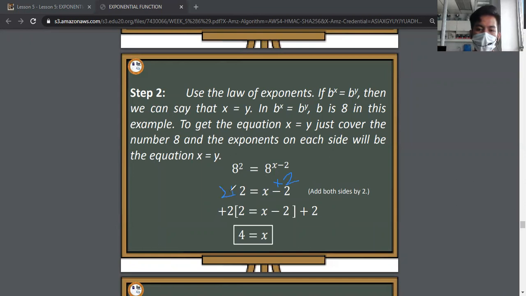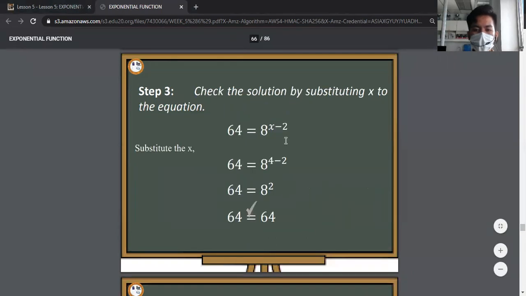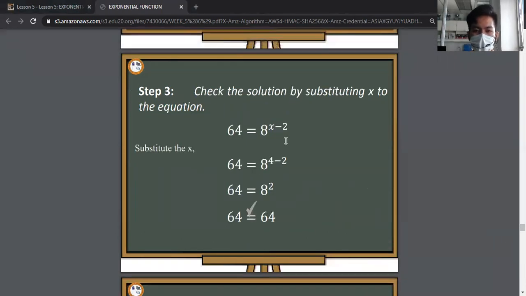So 2 plus 2. So, eto po, cancel na po natin siya. Then 2 plus 2 is equal to 4. Therefore, the value of x is equal to 4. So, for checking, we need to substitute the value of x, which is 4. So, 64 is equal to 8 raised to x minus 2. So, we need to substitute the value of x, which is 4.